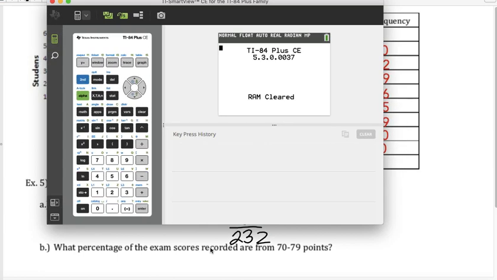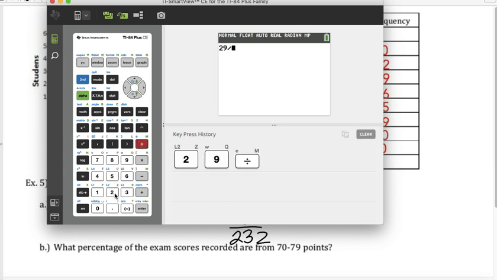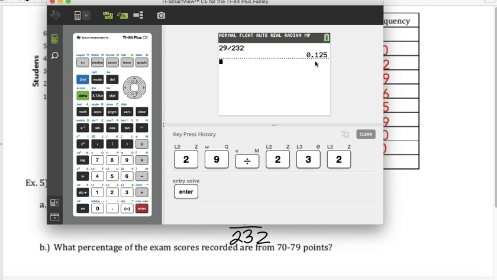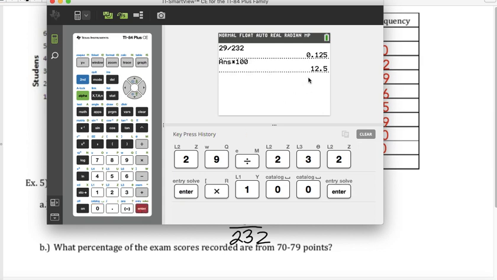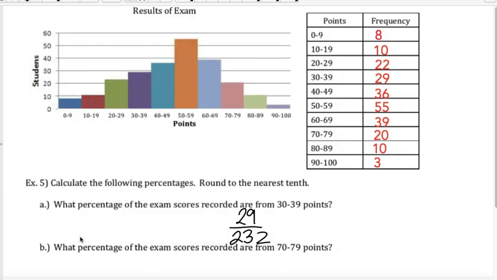So we need to divide 29 by 232. The reason I'm showing you this on the screen is we need to think about what this value means on our calculators. This is 0.125, and we want this as a percent. The percent is the number out of 100, so you can move the decimal place over twice. If you're not comfortable with that, you can multiply by 100 to move it over, and you get 12.5% for the range here from 30 to 39.